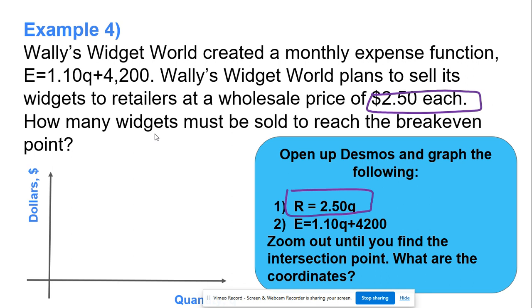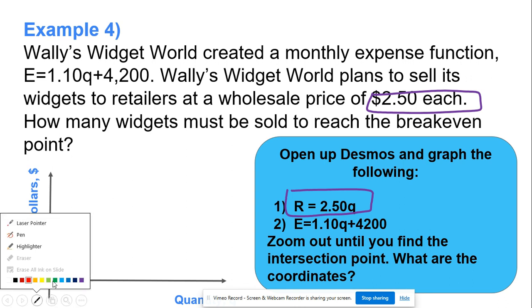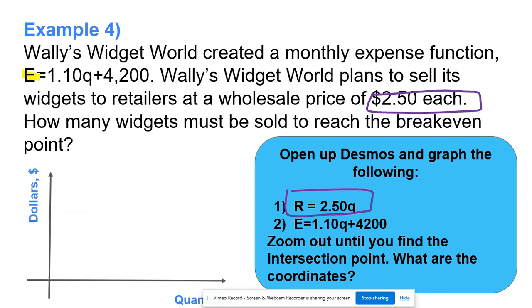And we ended on this problem in class. So this is where we're picking up where we left off. So Wally's Widget World created a monthly expense function E equals 1.10Q plus 4,200. So this one was already given to us. Like E is straight up just given to us in the problem.